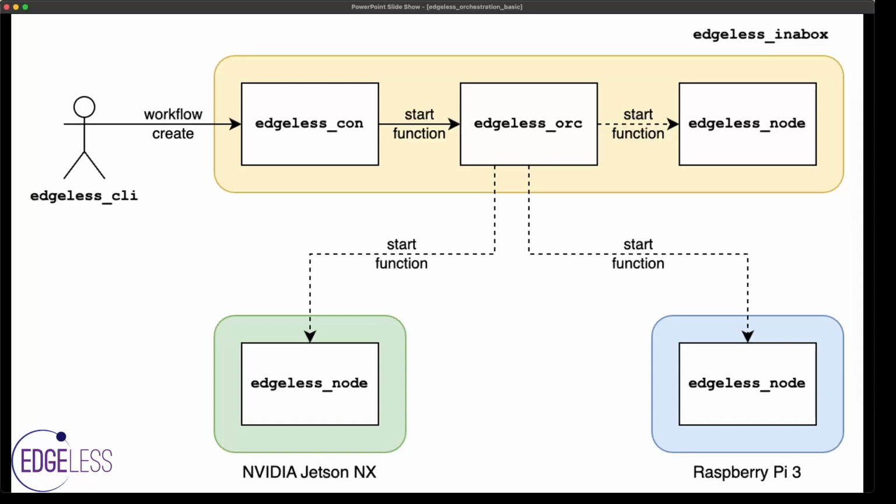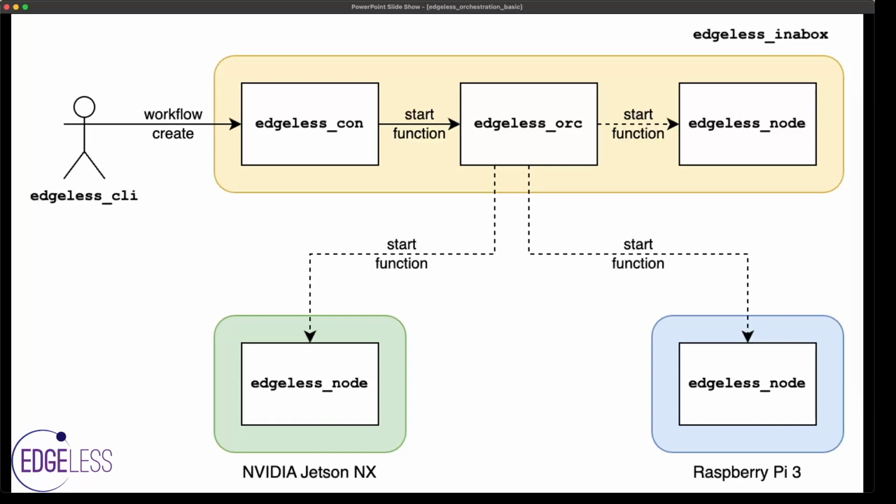One edgeless node, the one on the bottom left, is hosted on an NVIDIA Jetson embedded device. The one on the bottom right is hosted on a Raspberry Pi. And then the third one, on the top right, is hosted on an Intel server, which also hosts the edges orchestrator and the edges controller.